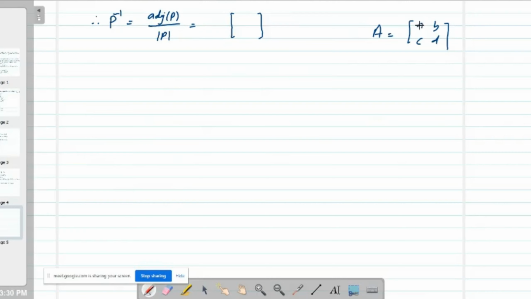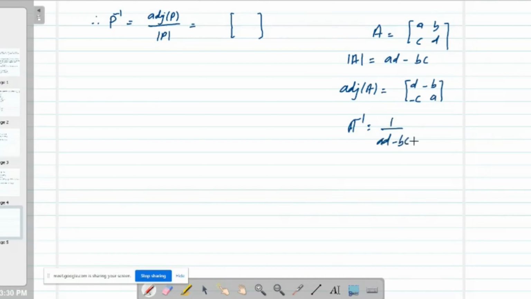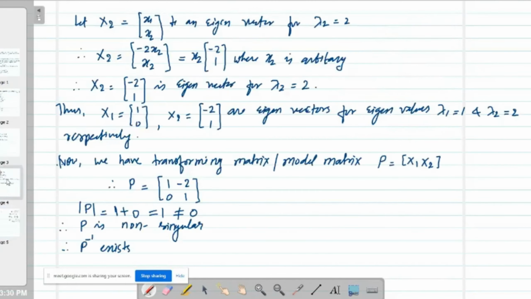तो 2 क्रॉस 2 मैट्रिक्स का इनवर्स कैसे निकालते हैं? पहले इसका डिटर्मिनेंट निकाल लो। डिटर्मिनेंट ऑफ ए इक्वल टू क्रॉस मल्टीप्लाई करो, ए डी माइनस बी सी। अब इसका एडजॉइन कैसे निकालते हैं? जैसे इसको इंटरचेंज कर दो, डी को ए पे ले जाओ, और ए को डी पे ले जाओ, और बाकी जो नॉन डायगोनल एलिमेंट है उसके साइन खाली चेंज करना है, माइनस बी और माइनस सी। तो आपका एडजॉइन हो गया। तो ए इनवर्स इज 1 अपॉन ए डी माइनस बी सी, और मैट्रिक्स [D -B; -C A].